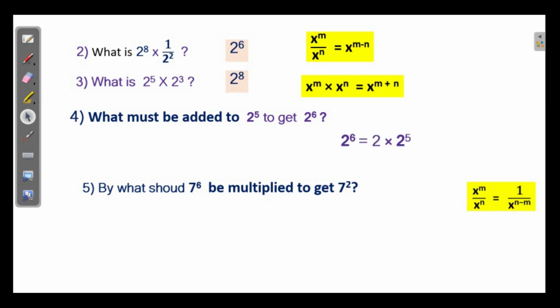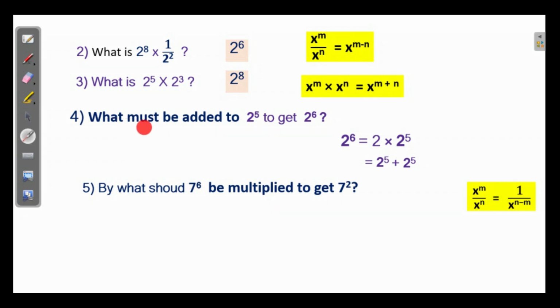What must be added to 2 raised to 5 to get 2 raised to 6? We have done a similar problem in the last worksheet also. 2 raised to 6 is 2 into 2 raised to 5, that is equal to 2 raised to 5 plus 2 raised to 5. That is, 2 raised to 5 must be added to 2 raised to 5 to get 2 raised to 6, or we can do this in this way also.